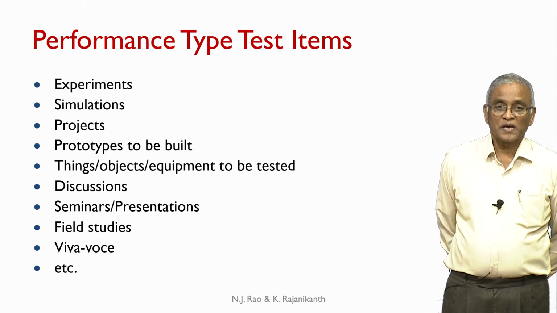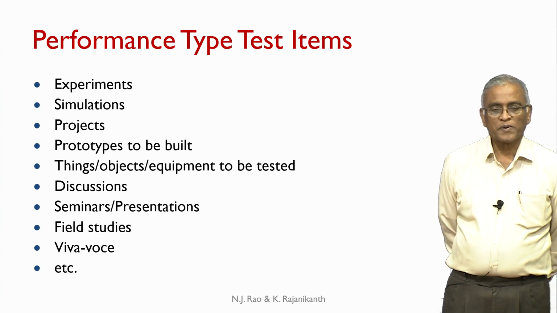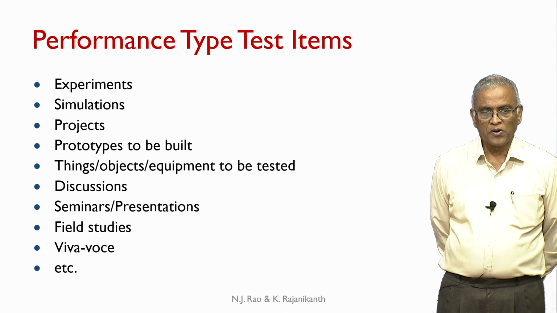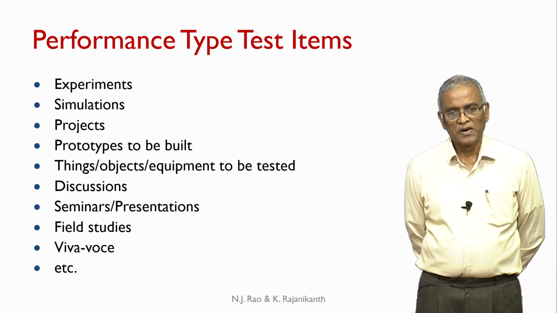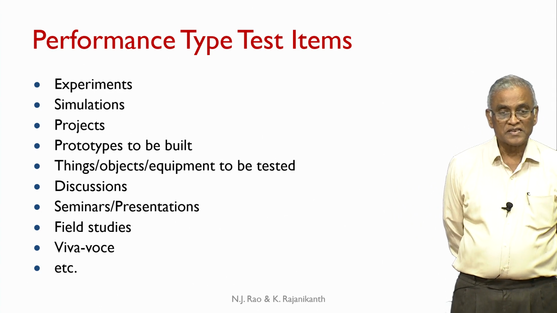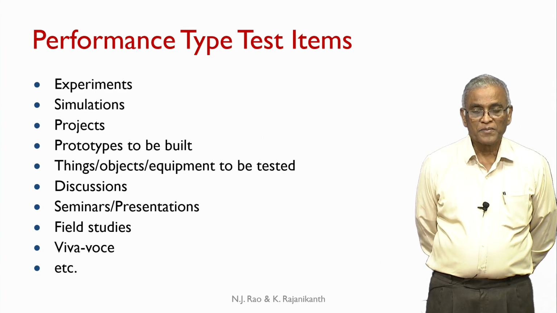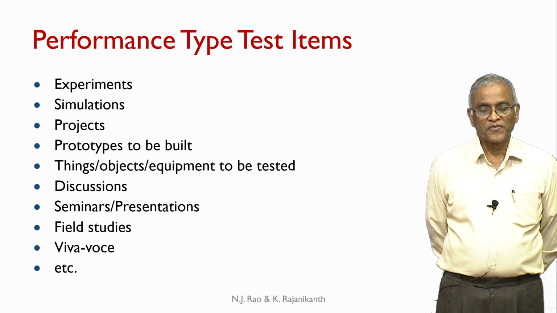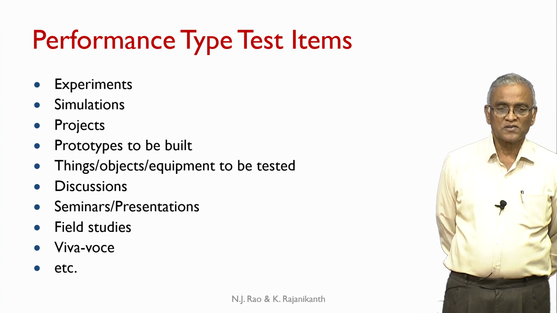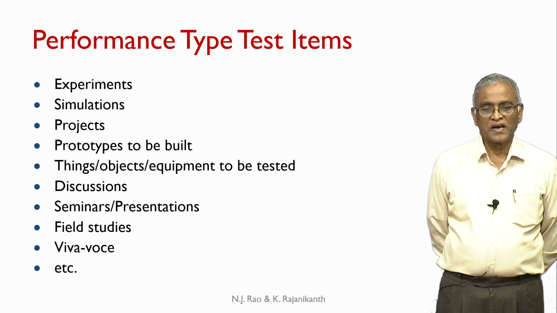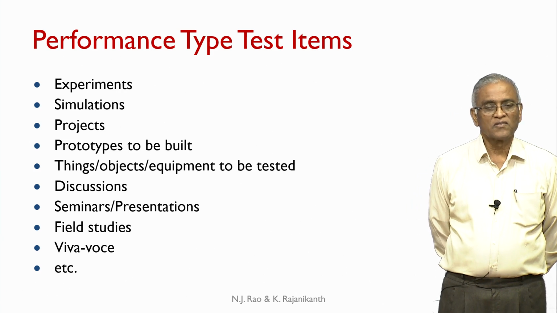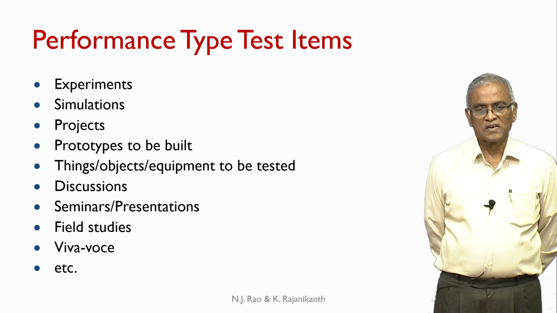Now, performance type test items could be experiments that you conduct, simulations that you can do, projects, prototypes to be built, objects and equipment to be tested, discussions, seminars and presentations, field studies, viva voce. In other types of programs, let us say humanities and social sciences or art forms, there are several other types of performance test items.